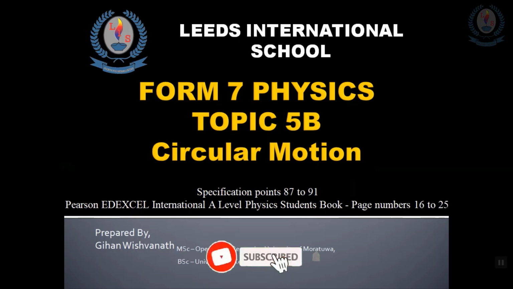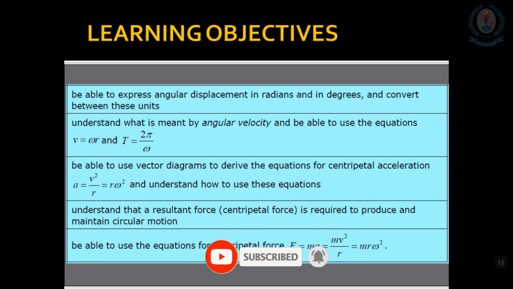Form 7 Physics, Circular Motion. We will be discussing the following facts in this lesson. So things like angular displacement, where objects are moving in a circle, and to deal with it we need another type of angle measuring unit which we call radians.